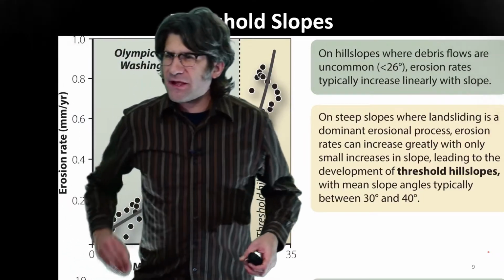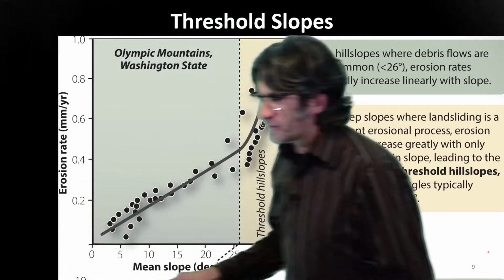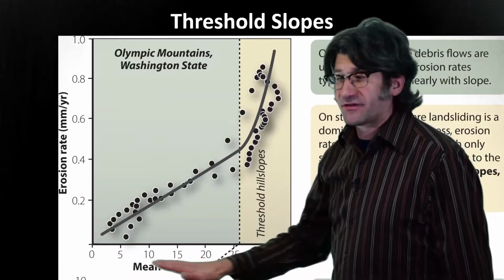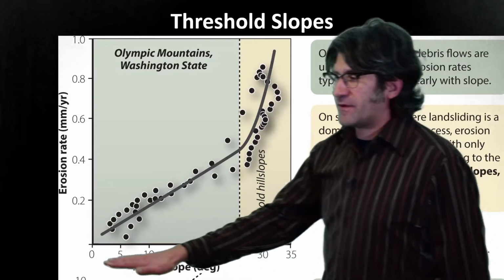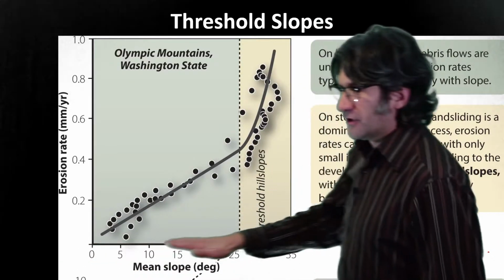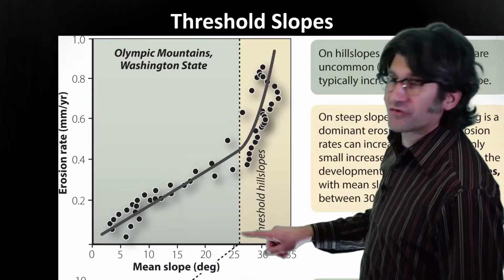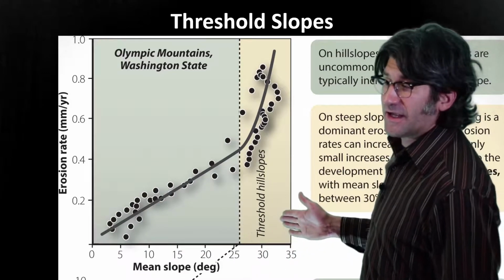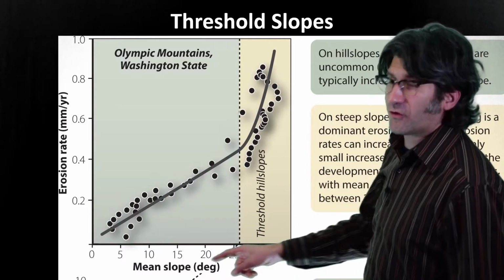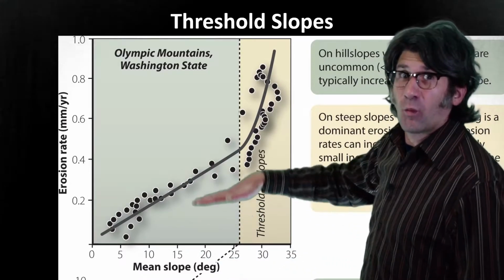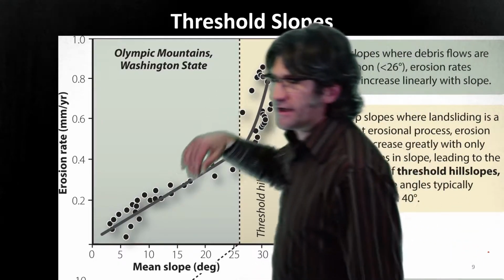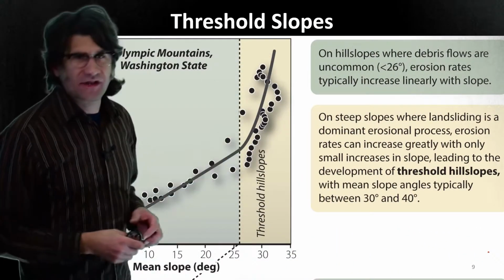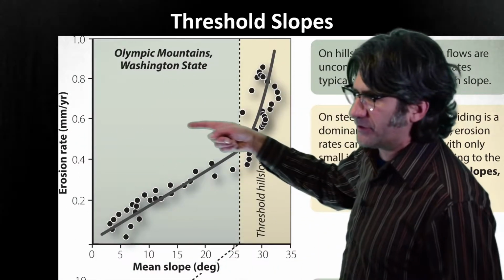This is in steep terrain. And if we think about erosion rates off hill slopes, if we start here, our bottom axis is going to be the slope, from a gentle slope, 0 degrees, to a relatively steep slope. Our threshold is going to be about 25 degrees here. Anything above that are these threshold slopes. So our x-axis is slope, our y-axis is erosion rate. And erosion rate, in this case, is measured in millimeters per year.